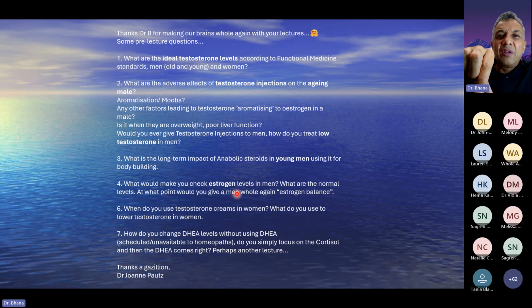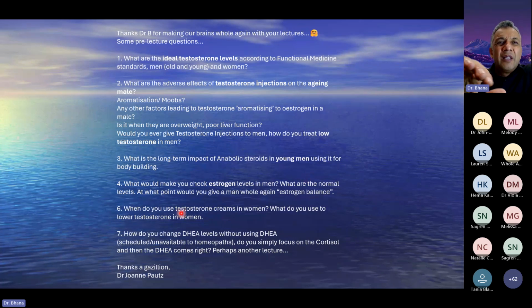At what point would you give a man Wholegain's Estrogen Balance? Wholegain is a natural range that is gluten-free, wheat-free, dairy-free, colorant-free, preservative-free. It's got many products, one of which is Estrogen Balance, and it's got quite a few agents that I mentioned earlier that basically balance estrogen and progesterone in females and estrogen and testosterone in males. So I use it when the estradiol levels are higher than 70.